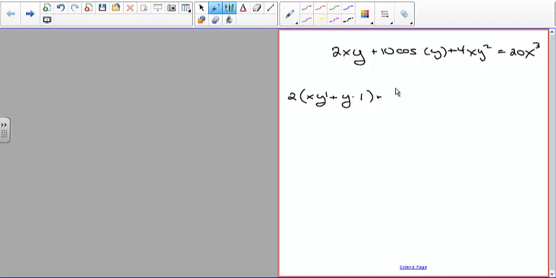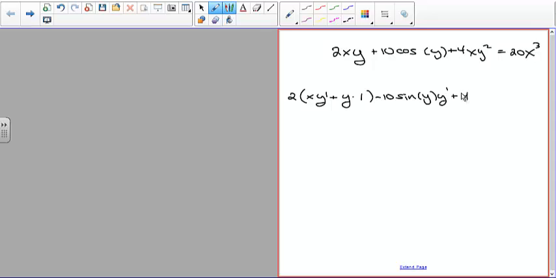Now the same thing applies here with this next one. So the derivative of the cosine is negative the sine, so you get negative 10 sine of y. So if we had the cosine of x, the derivative would be negative the sine of x. But because we're taking the derivative with respect to x and the variable is y, we have to add on this y prime.